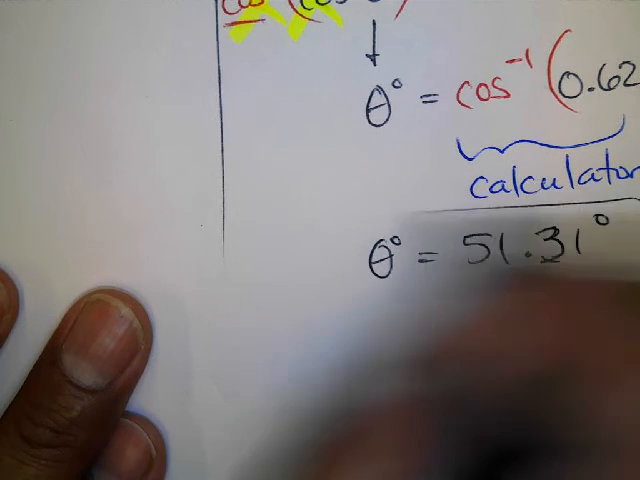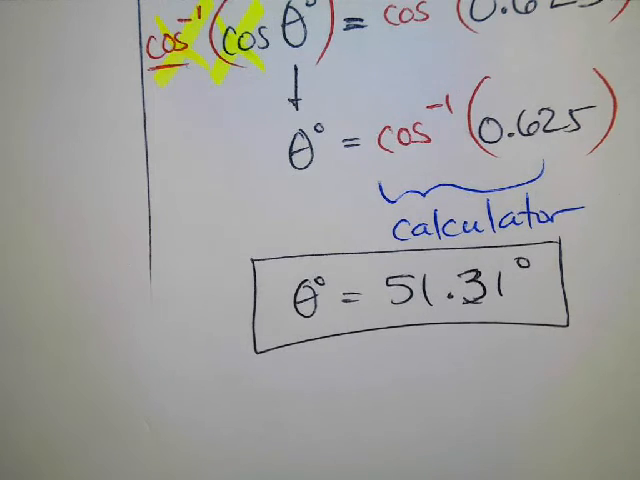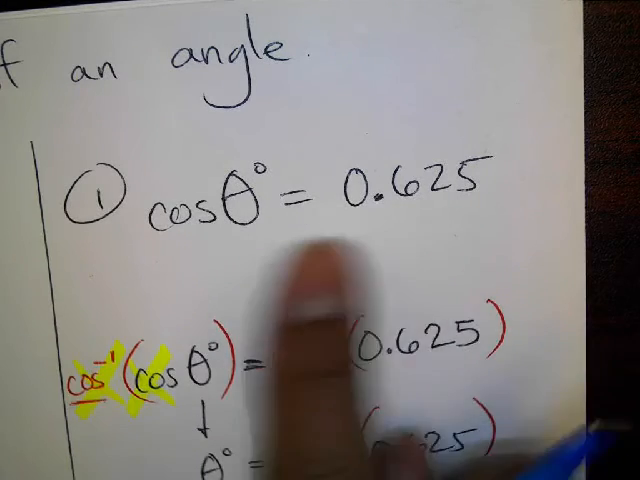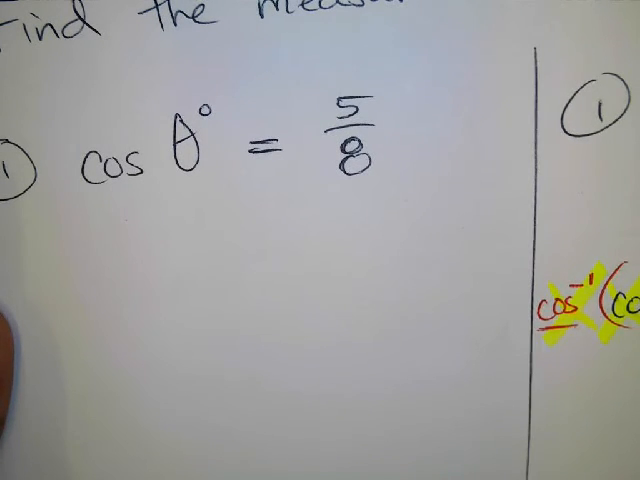51.31 degrees. That's the value we got for this one. Now let's do it this way, remember? That was if it has a decimal. What if it has a fraction like this? We do it the same way.